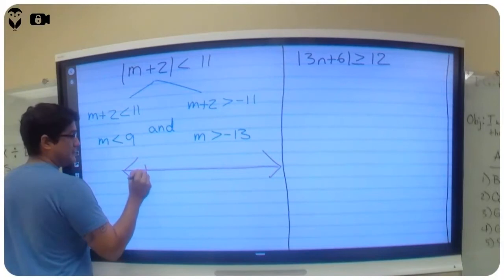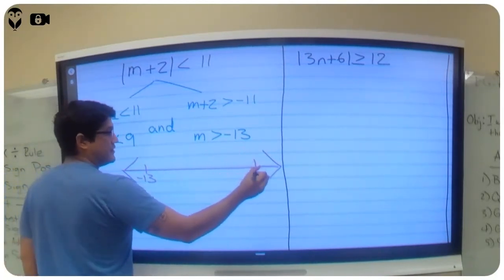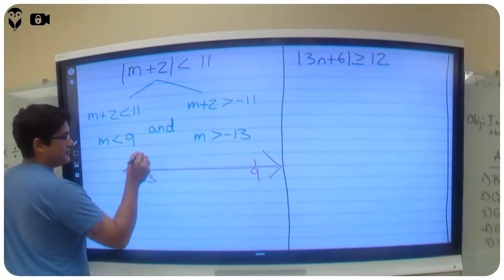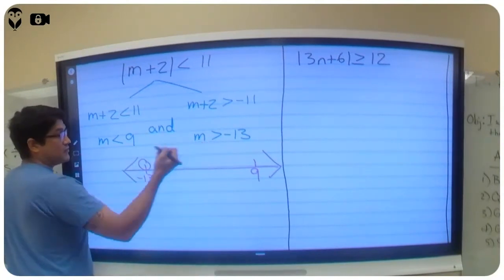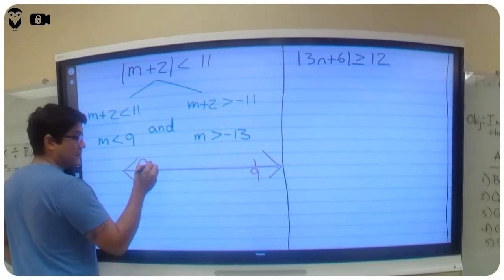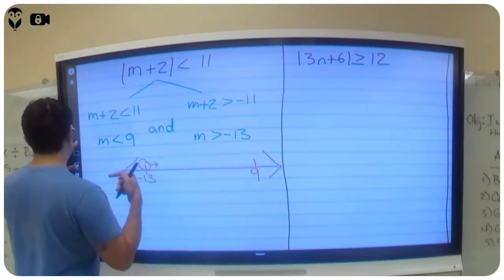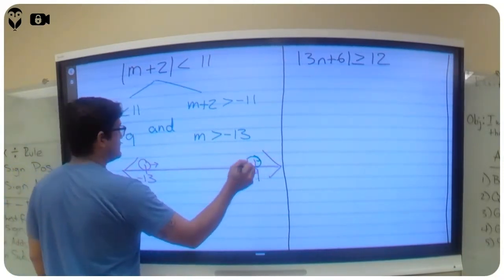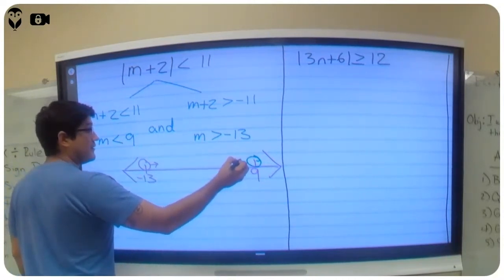This is going to be negative 13, and 9 is going to be somewhere over here. So negative 13, here's a circle, and it's open because it doesn't have the equal to sign in it. And M is greater than negative 13, so it's definitely going this way. And then this one here, we'll do it in a different color, we'll do it in green. It's going to be 9, open circle, and it's less than 9, so it's definitely going that way.